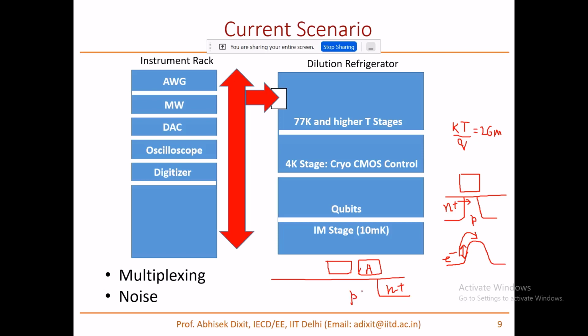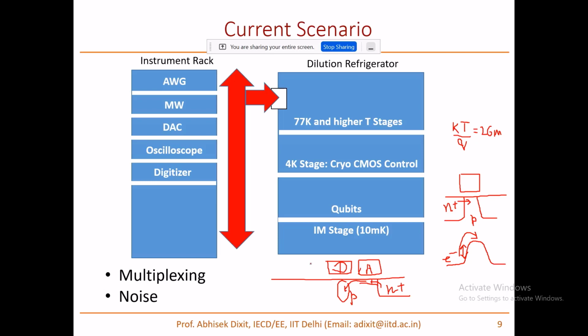If I bias it appropriately, there will be an inversion layer here and these electrons can come here. Now depending upon how much potential there is here, I can allow certain electrons to come here. Let's call this a depletion gate. So basically I can make a quantum dot here. Just by controlling the potential at A, I can allow a single electron to come from this N region and stay here.